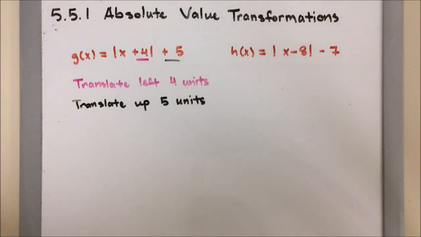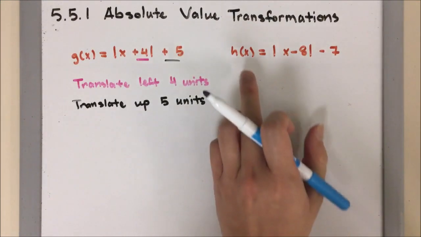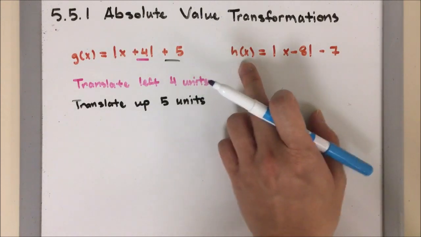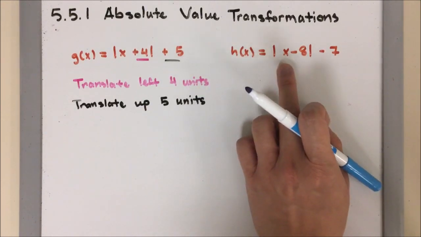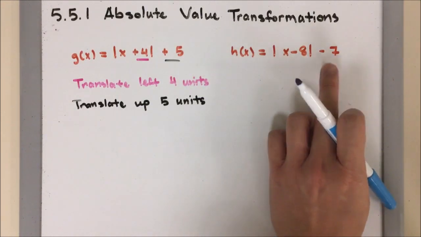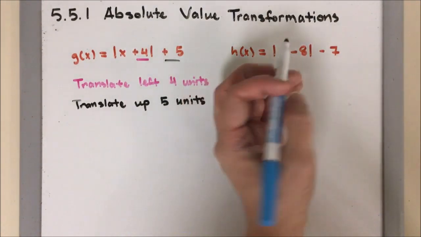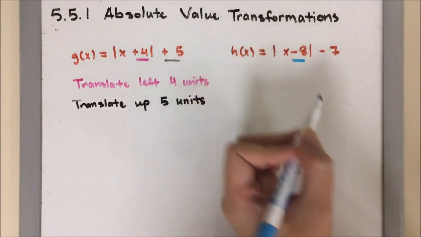So that's all you have to write when you're identifying the transformation for this given function. You have two numbers, so only two transformations in terms of translation. So let's look at example 2. We have h of x equals the absolute value of x minus 8, and then minus 7. So let's look at the minus 8 inside the absolute value.